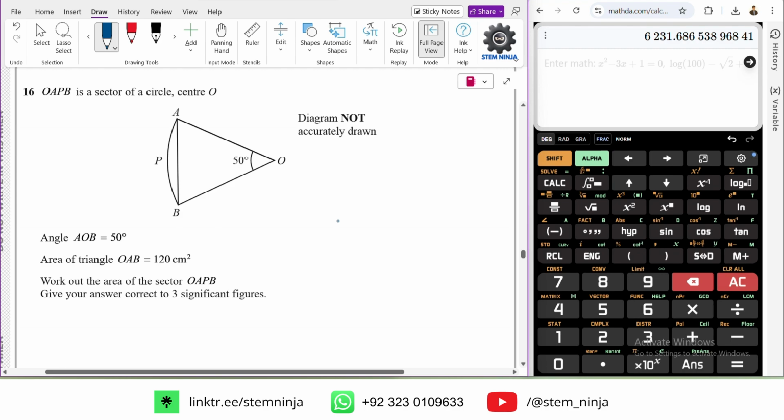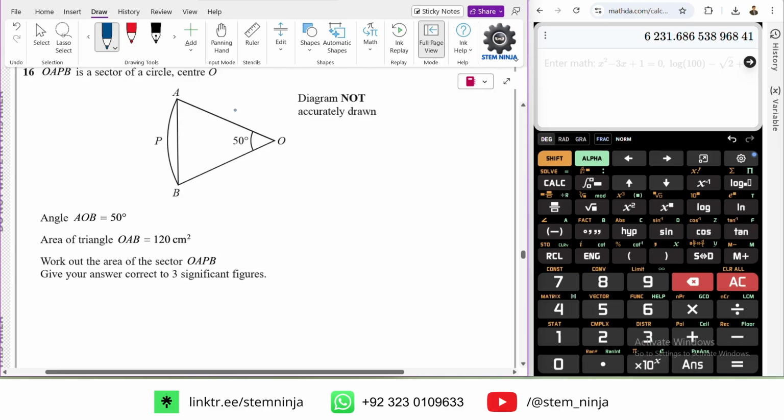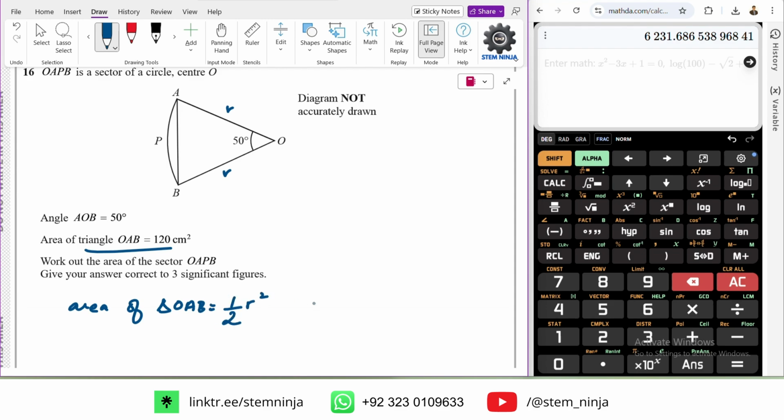OAPB is a sector of a circle center O. Angle AOB is 50 degrees. Area of the triangle OAB is 120 centimeters squared. Work out the area of the sector OAPB. Since we don't know the radius, we need to find it from this. So area of triangle OAB can be found from half r squared sine 50 degrees, and that is equal to 120.